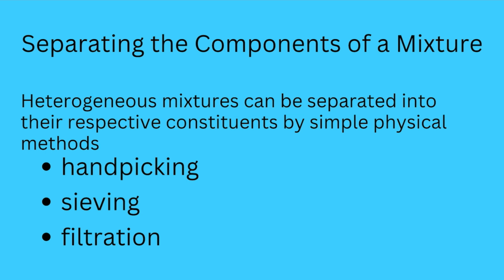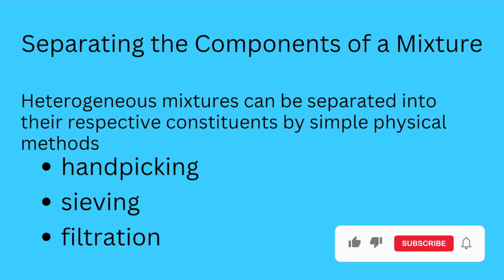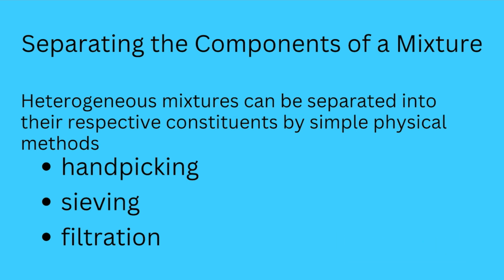And the next thing is sieving. Sieving is something you would probably do with rice to separate adulteration from it, and that is one process you can use to separate mixtures. And also from flour, you use sieving to clean up flour as well. Okay, and another thing is filtration. Filtration is also a separating method that can be used to separate components of a mixture.